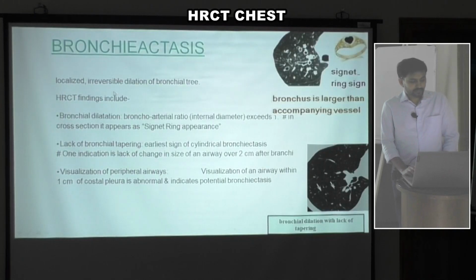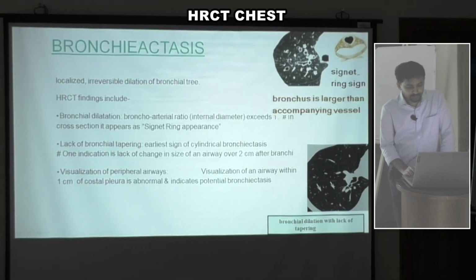Bronchiectasis is another common finding. It represents irreversible dilatation of the bronchial tree. There will always be a small adjacent bronchus and an adjacent vessel. Normally the vessel should be larger than the bronchus. When this ratio is reversed, the bronchus is dilated, and you call it bronchiectasis. We call this the signet ring sign, just like a ring: this is the dilated bronchus and this is the small blood vessel.